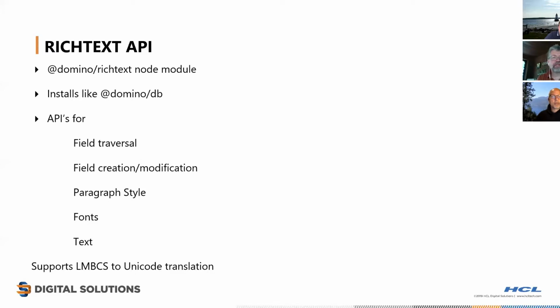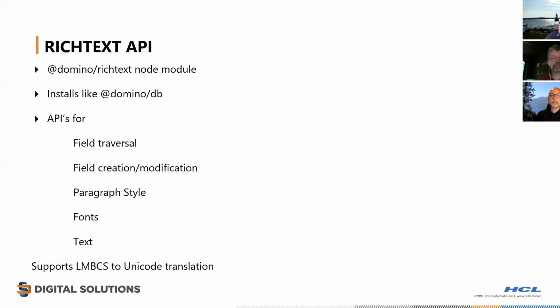Essentially right now we've got APIs that you can traverse through the rich text, kind of like you can with the C APIs for those that have used that. You can actually create rich text fields completely from scratch. You can modify them. Right now, the support is really there for paragraph styles, fonts, and text. And that's pretty much it. Everything else comes through as what we call a placeholder class.